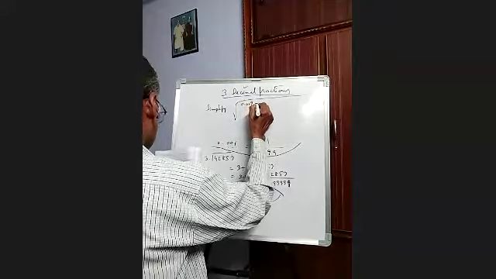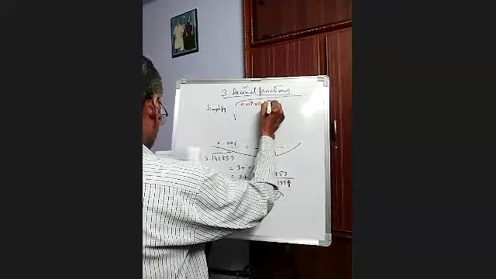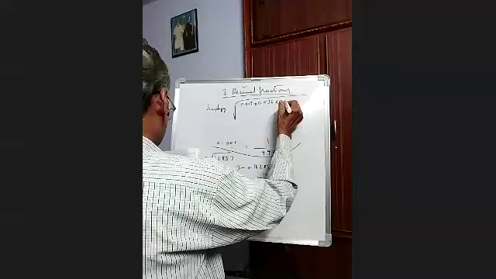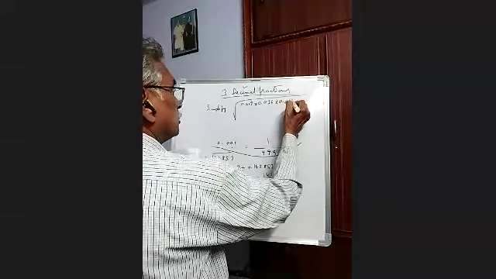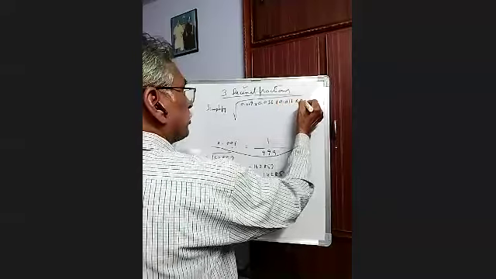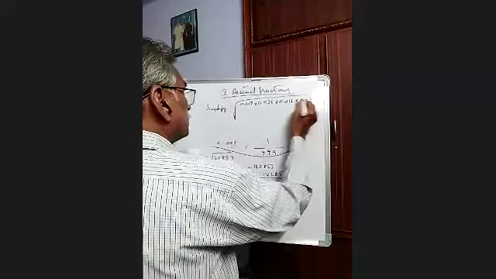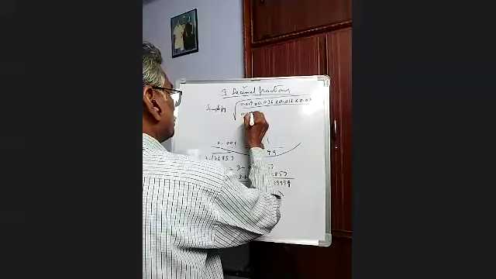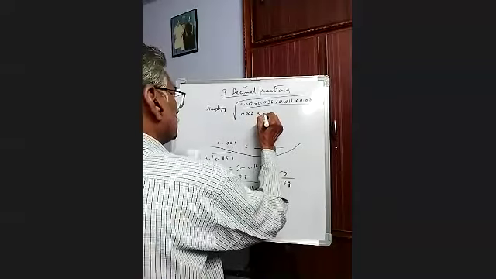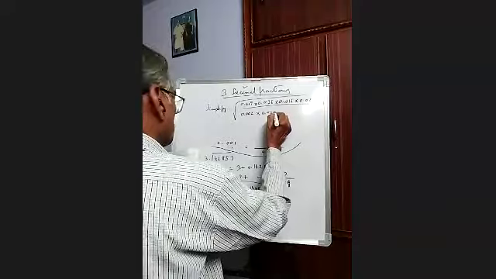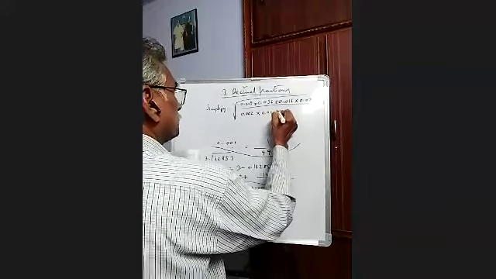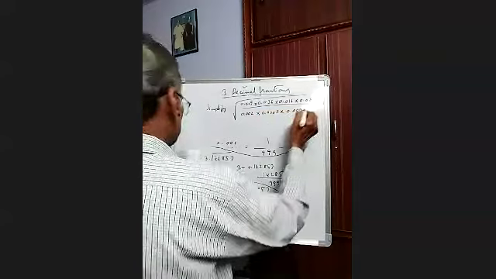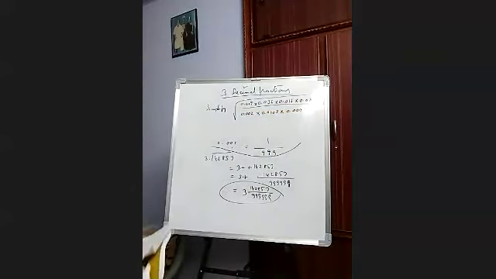0.009 into 0.036 into 0.016 into 0.08 by 0.002 into 0.0008 into 0.0002. That is the question.